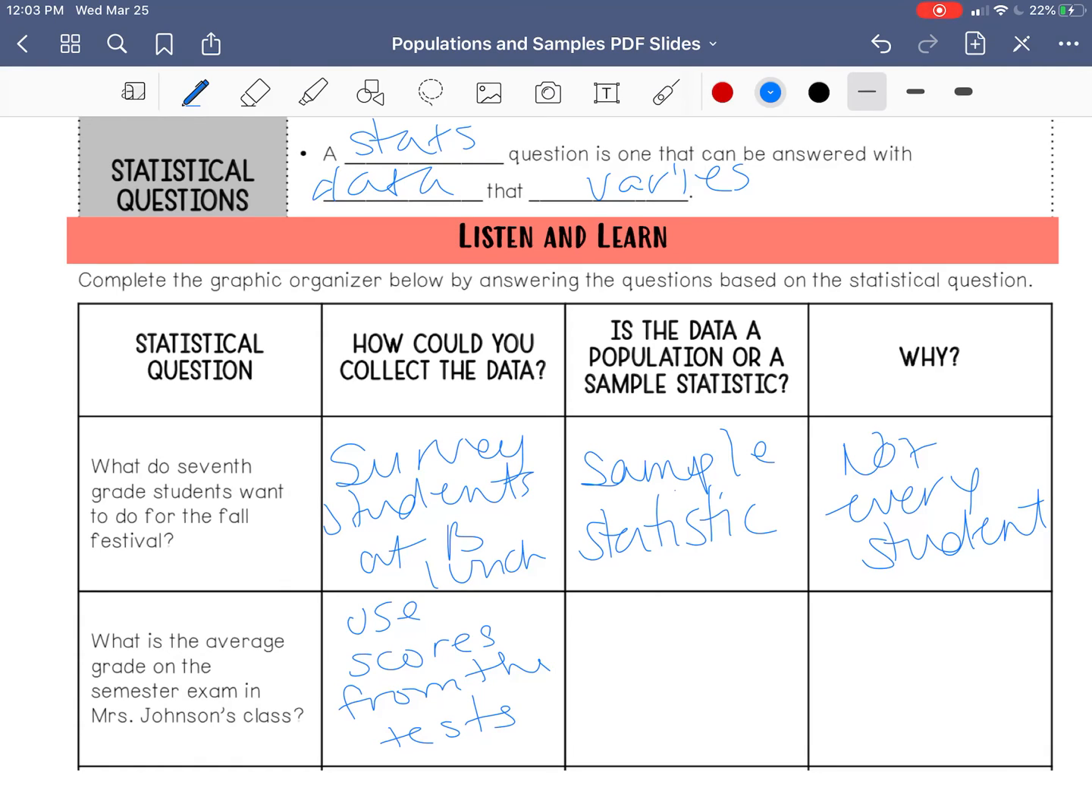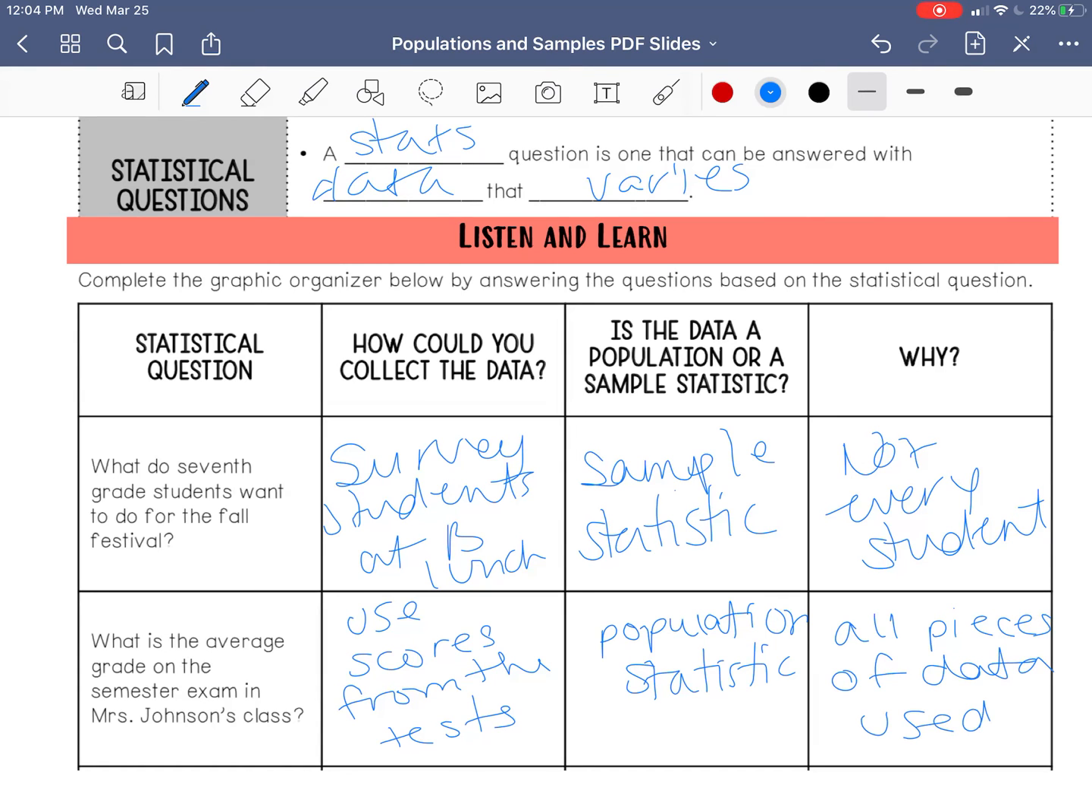Is this going to be a population or a sample statistic? If I'm talking about a grade on a semester exam in Miss Johnson's class, it is definitely feasible to find the average of test scores by using the entire population, everybody in Miss Johnson's class. So this is going to be a population statistic. And how do I know? All pieces of data are going to be used. All the students' grades will be part of the average. So the entire population is going to be used for this.